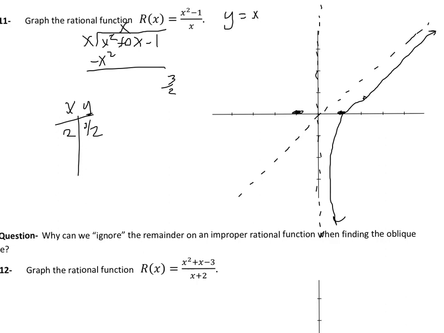Okay, let's pick -2. Okay, so -2 squared is 4. 4 minus 1 is 3. And 3 over -2 is -1.5. -2 and -1.5. So now this one looks like this. And there we go.